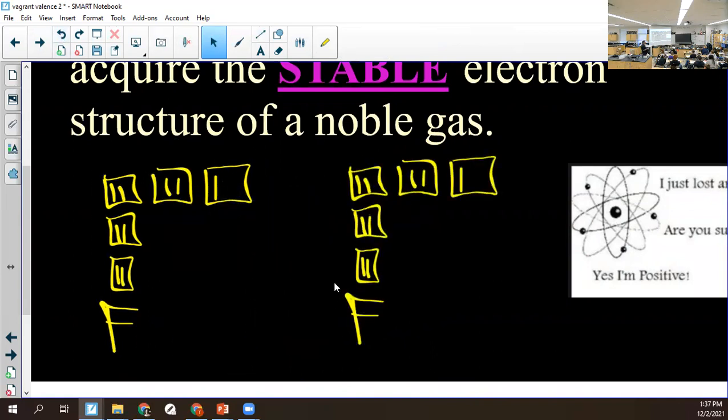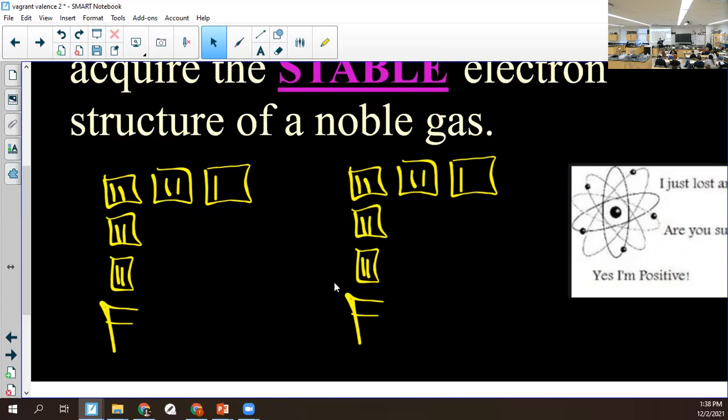Okay, this is the electron configuration of fluorine. You okay with that? Fluorine is element number 9. 1, 2, 3, 4, 5, 6, 7, 8, 9. It's almost happy. If it would fill that, it'd have an octet, right? 1, 2, 3, 4, 5, 6, 7, 8. It's so close to being happy.